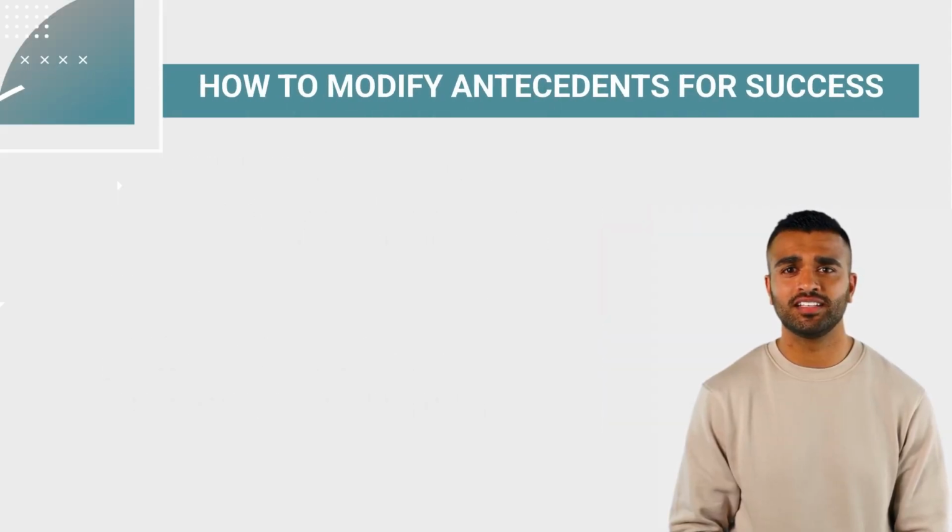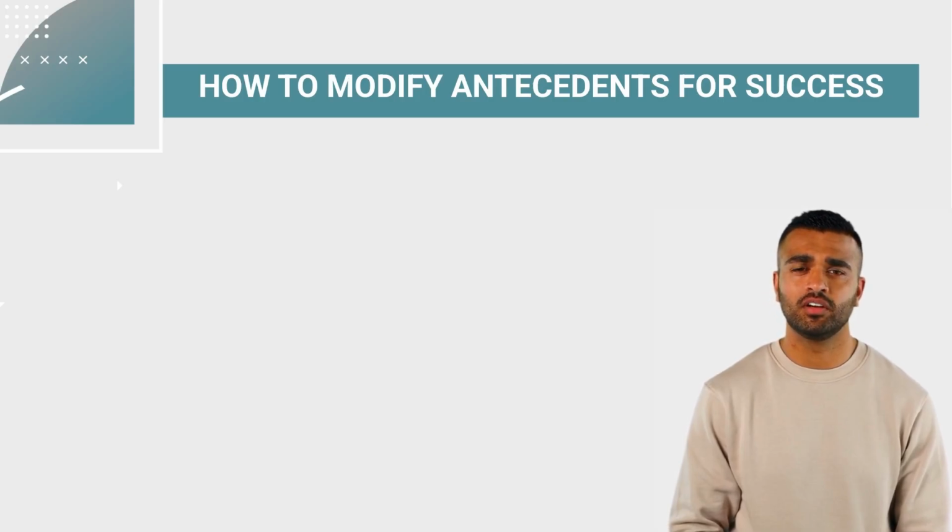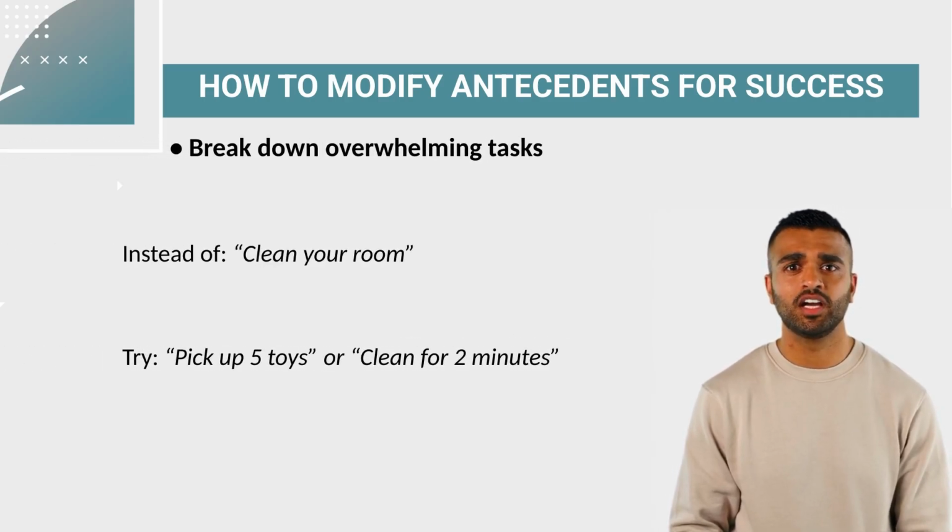How to modify antecedents for success. Antecedents can be altered in several ways to support learning. If antecedents are properly altered, success will be more likely. For example, if Tommy is told to clean his room and he gets overwhelmed by cleaning his room, we can break down the cleaning for him. Instead of the antecedent being clean your room, it can be pick up 5 toys or clean your room for 2 minutes.